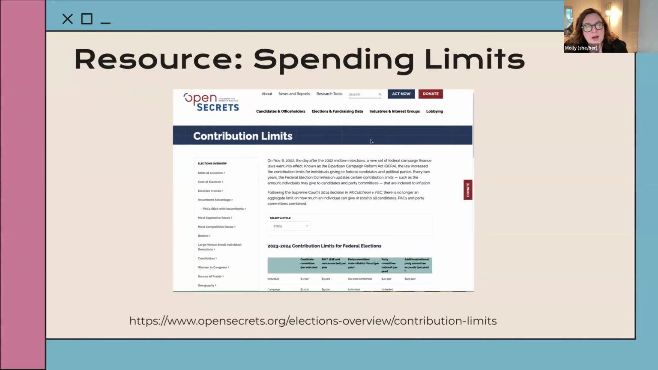Another resource that I wanted to share before handing it over to Jen: I was mentioning that there are limits to certain kinds of spending, limits that individuals can give and that campaigns can receive. And that's going to be different at different levels of government. But Open Secrets also has a really useful resource on that, this contribution limits page. The URL is down there again. So if you're trying to figure out who are the people that maxed out their donation amount to my local elected official, you could use this as a guide for that. So there's a couple of things to help you and to refer back to as you're starting to do this.